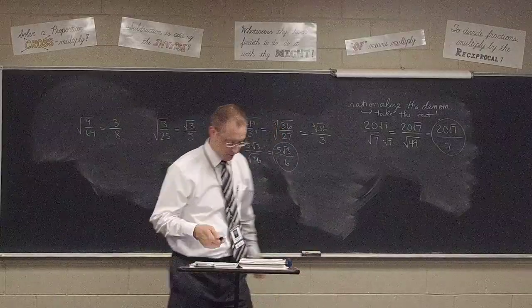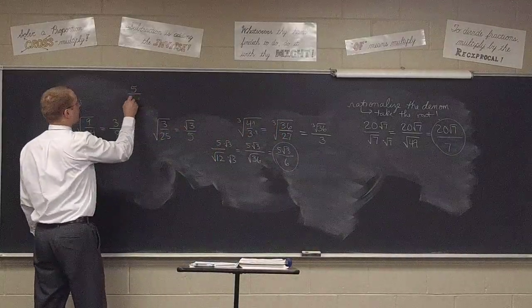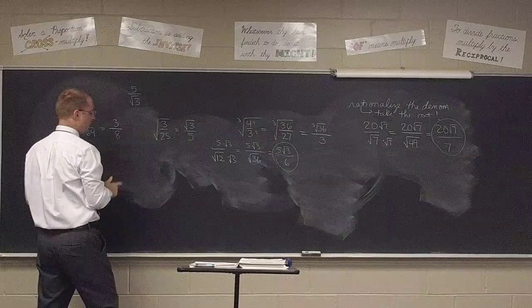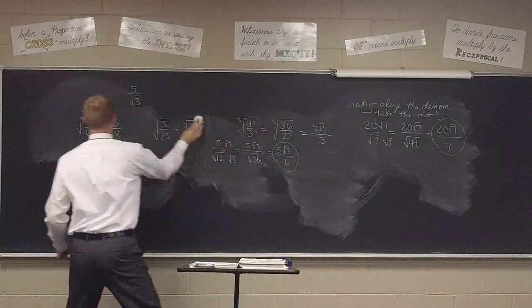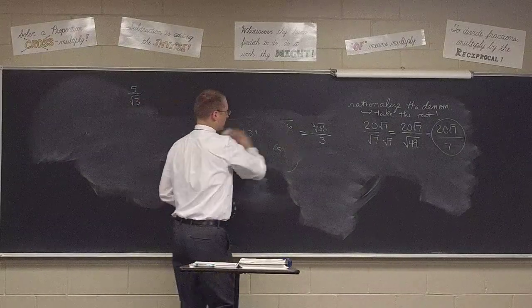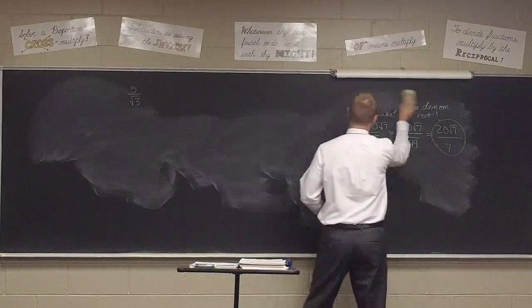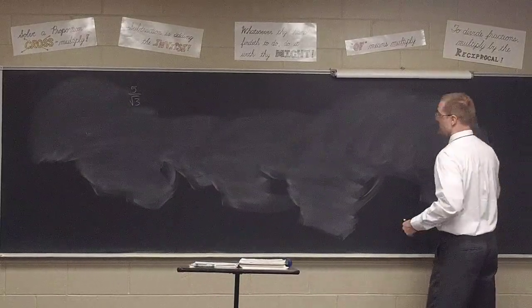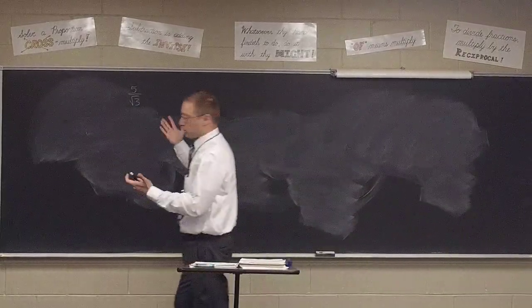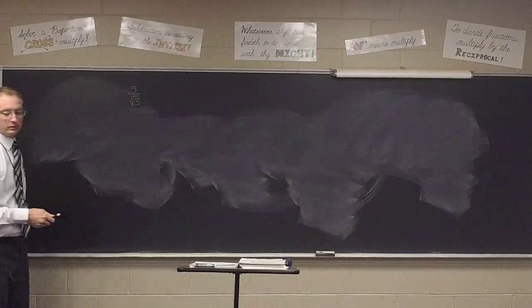Look at number 8. 5 over the square root of 3. And Noah, what do we need to do to rationalize the denominator? Take the root. But I can't take the square root of 3, Noah, so what do I do?